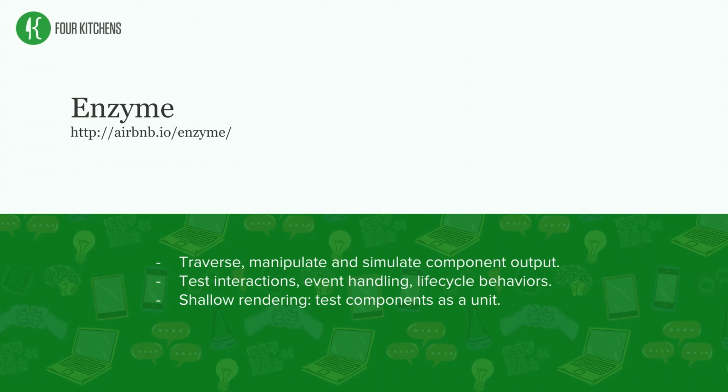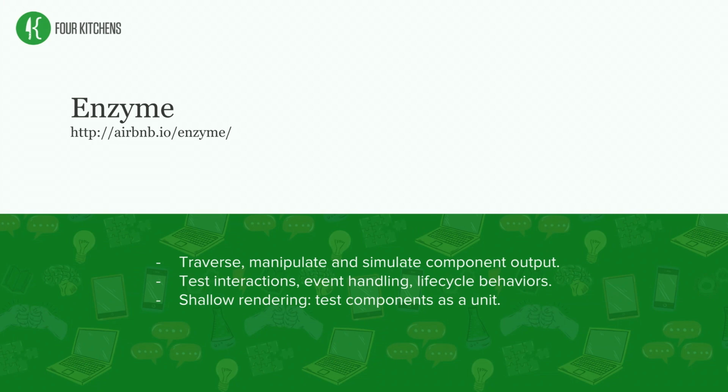Another tool that we used in PRI and beyond is called Enzyme. It's a tool created by Airbnb, so thank you Airbnb. Good work on that. Basically this tool allows you to traverse and manipulate and simulate events on components that you want to test. You can test interactions, you can test to make sure that your event handlers are working and being called as expected, and you can test lifecycle behaviors to make sure that when components are in different states that they're doing the things that they ought to be doing.